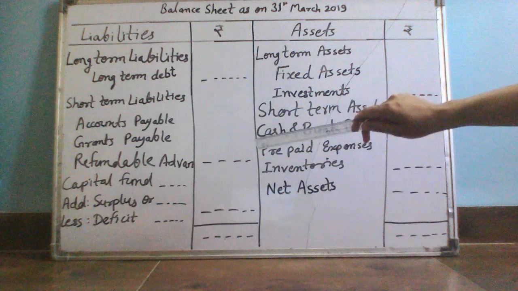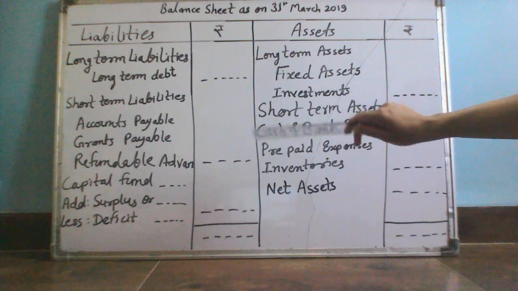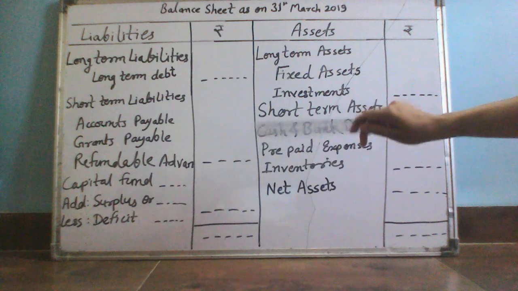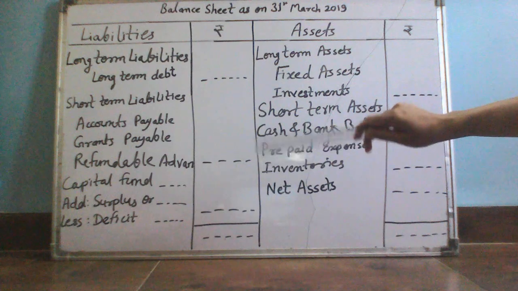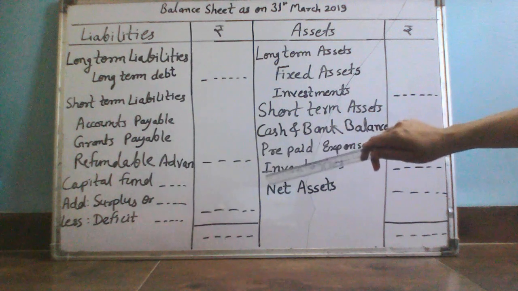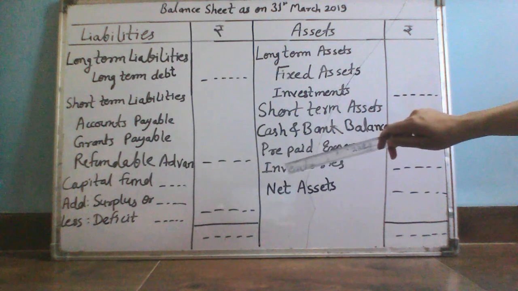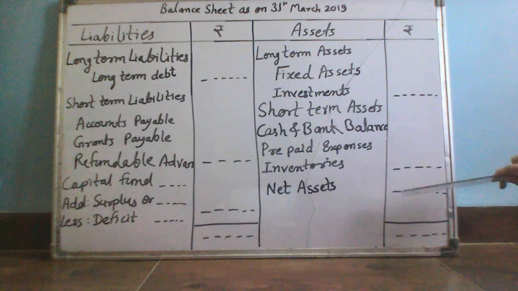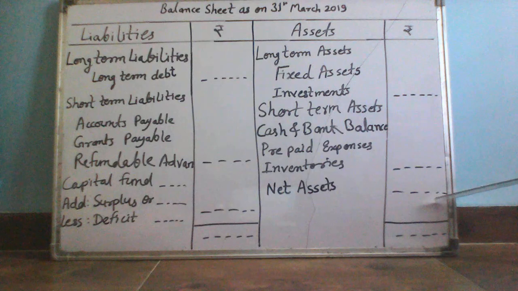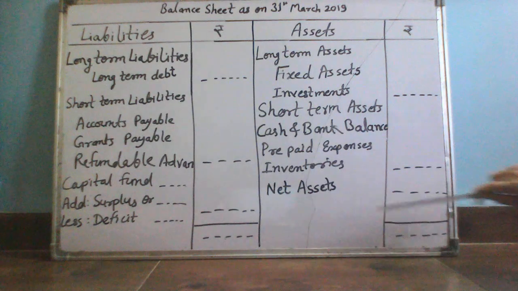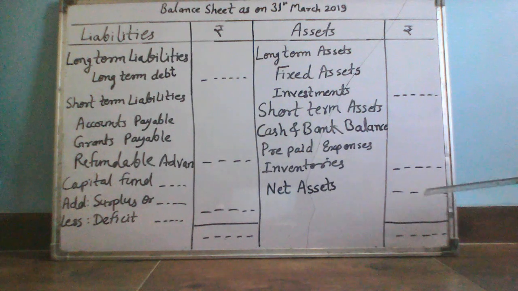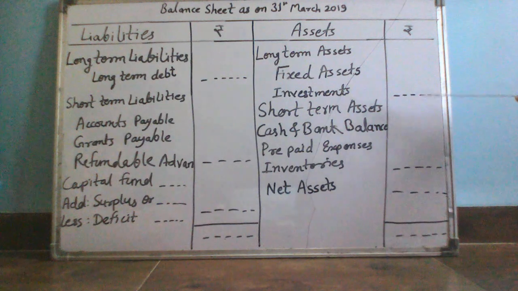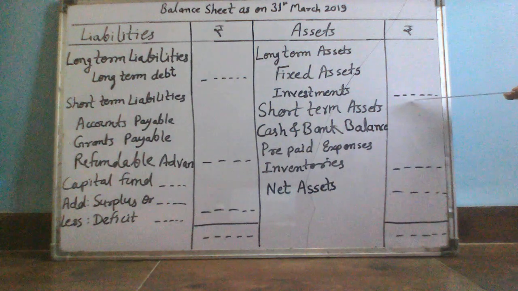Then on the liabilities side, in the capital fund we will add the surplus or deduct the deficit which we have found as the result of the income and expenditure account. Then finally we will equate the totals of both the liabilities and asset sides. The totals of the liabilities and asset sides will always be equal. So here is the balance sheet of a non-profit organization.